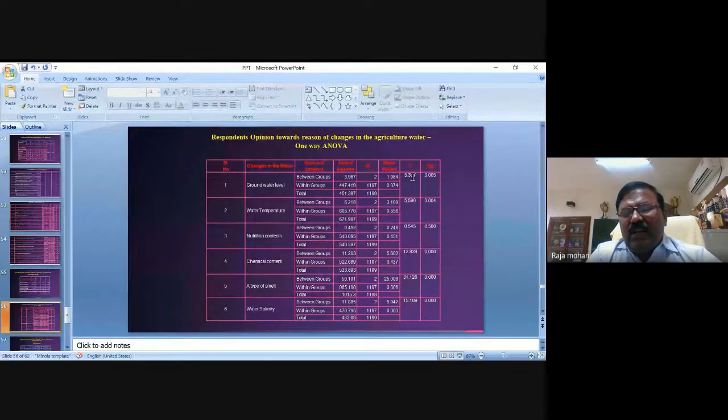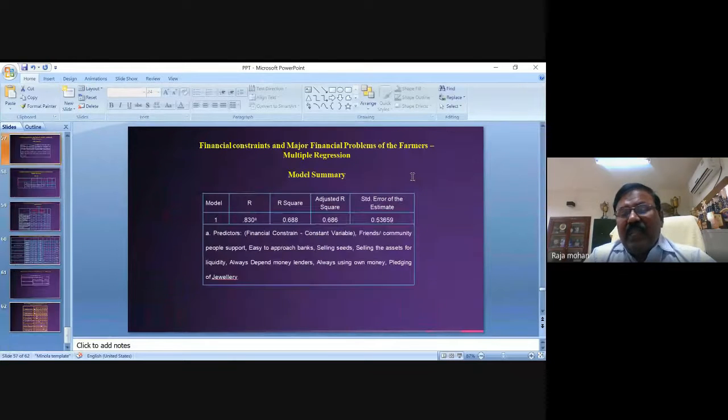For that, he used ANOVA, and ANOVA says this is again significant except one. There it is two. This will be the problem, and we are not agreeing with this. Others are agreeing, we have significance, except the nutrition content. For that, he used another technique.